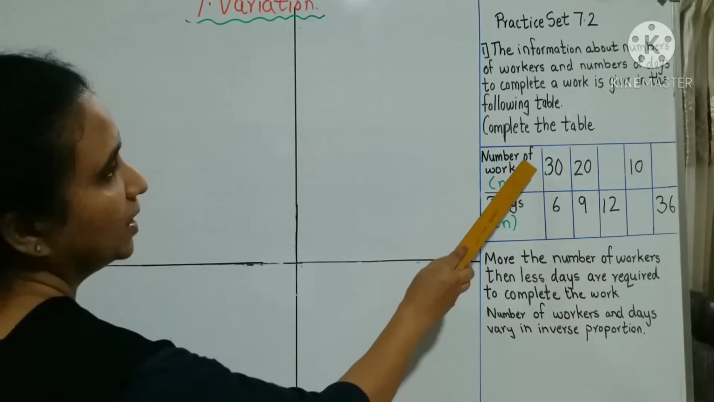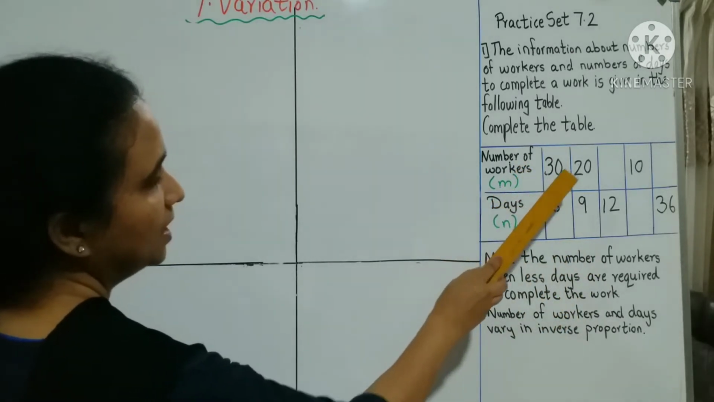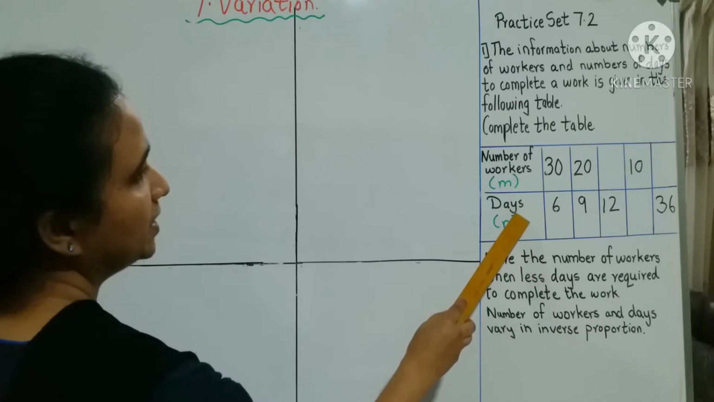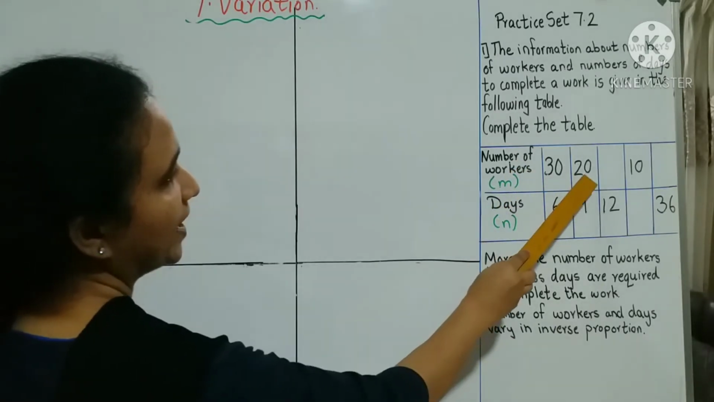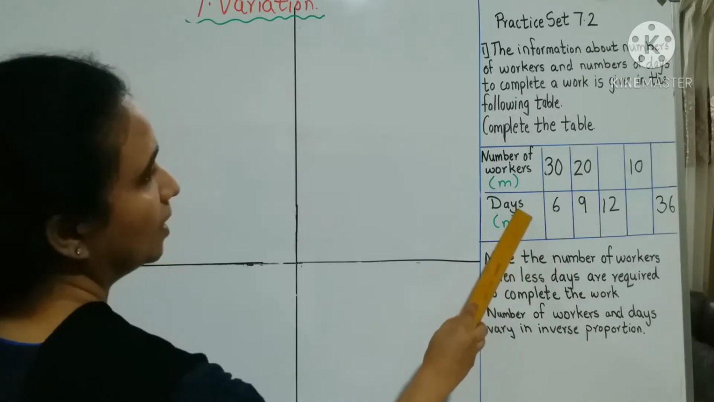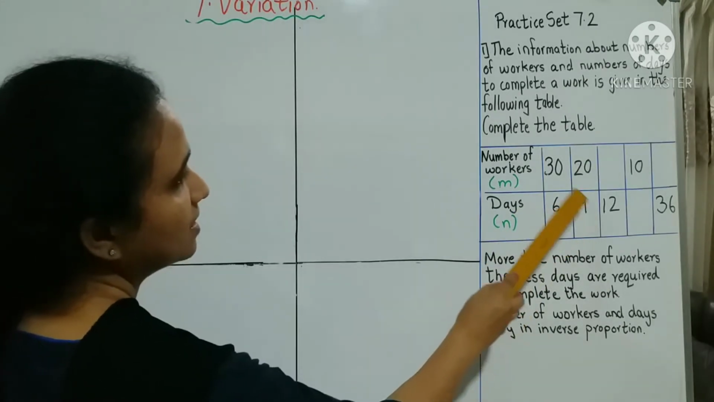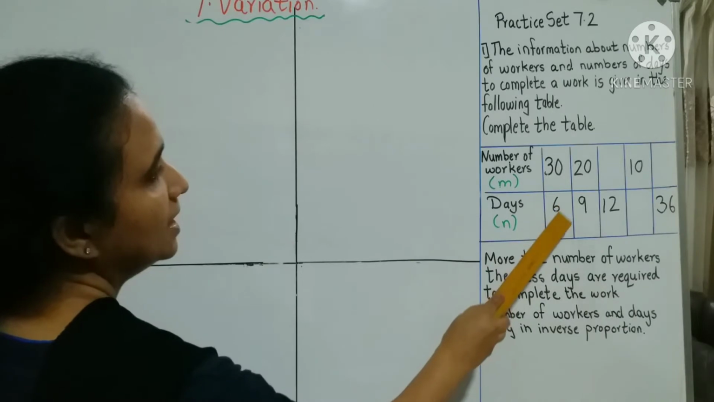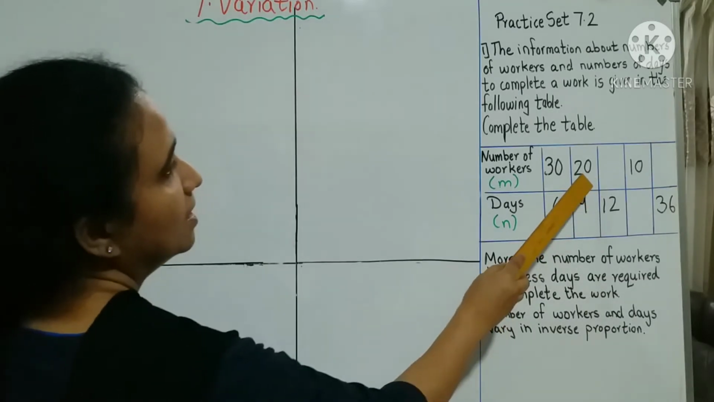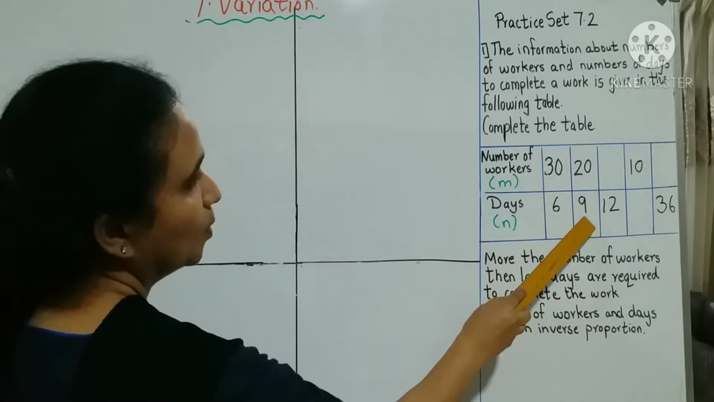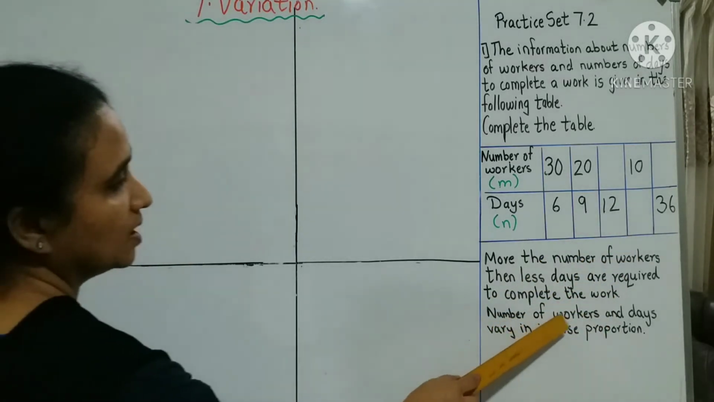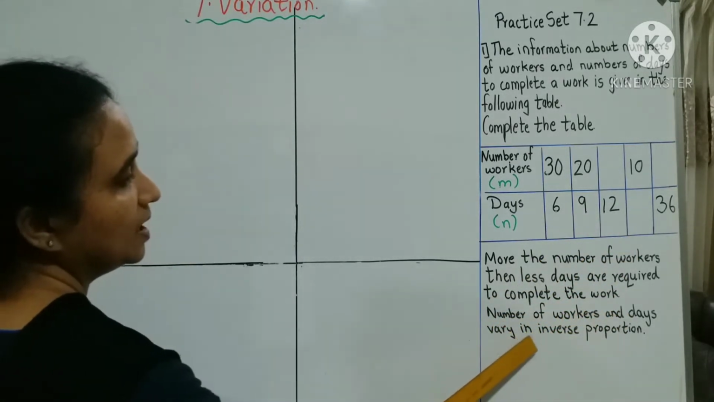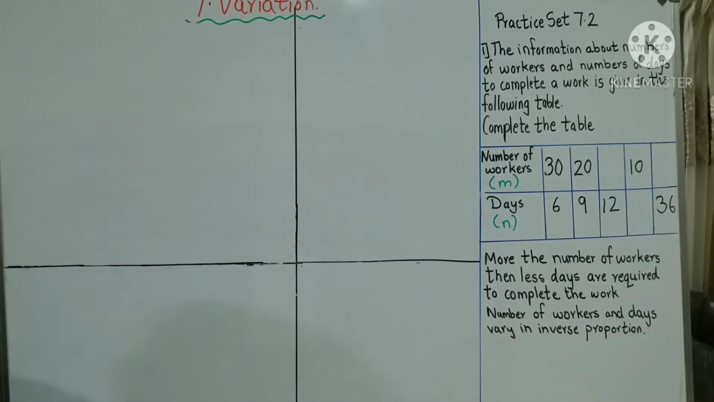You can see over here number of workers 30. Days required to complete the work are 6 days. Number of workers 20. Days required to complete the work is 9 days. More workers, fewer days are required. Fewer workers, more days are required. It means number of workers and days vary in inverse proportion. So let us solve this sum.